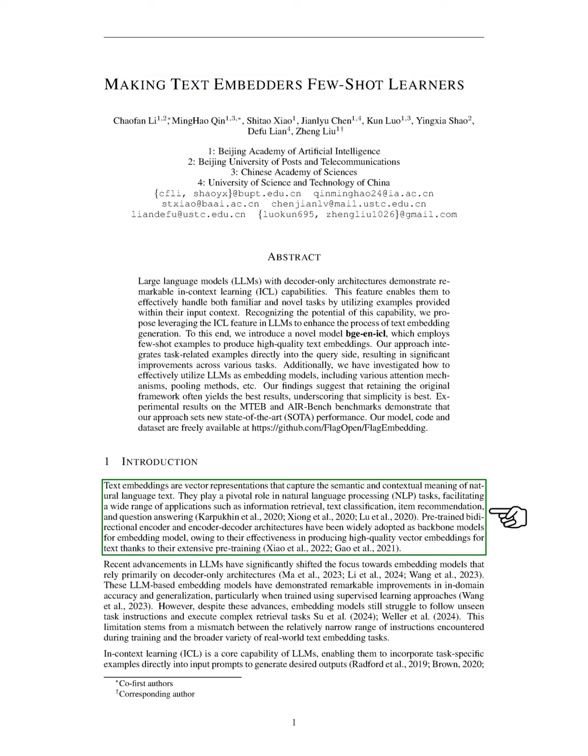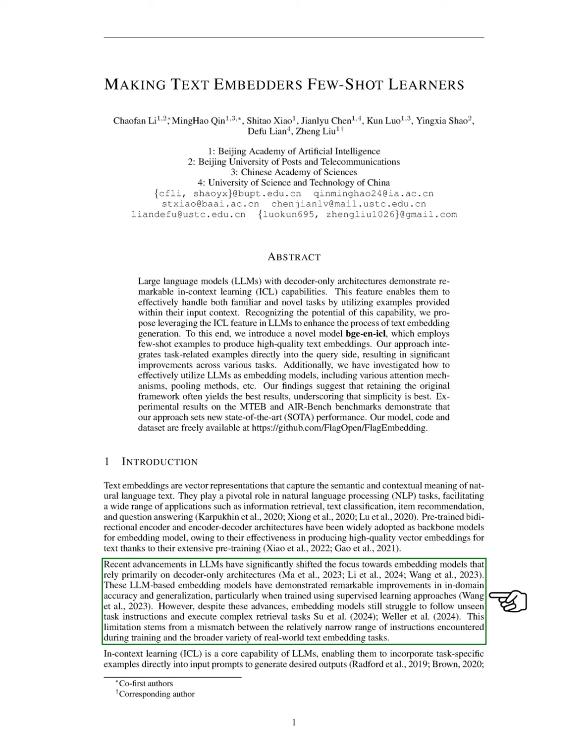Section: Introduction. In this section, we introduce text embeddings, which are vector representations that capture the meaning and context of natural language. These embeddings are essential for various natural language processing tasks, including information retrieval, text classification, item recommendation, and question answering. We note that pre-trained models, particularly those using bidirectional encoder and encoder-decoder architectures, have been effective in generating high-quality text embeddings due to their extensive pre-training.